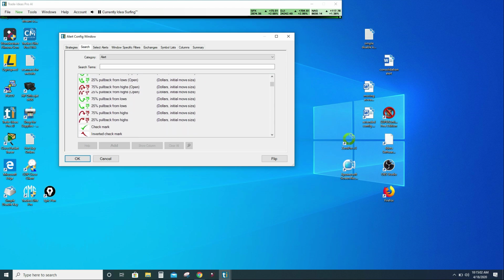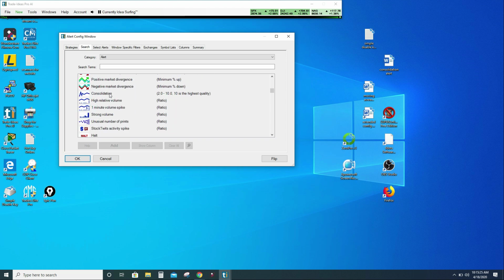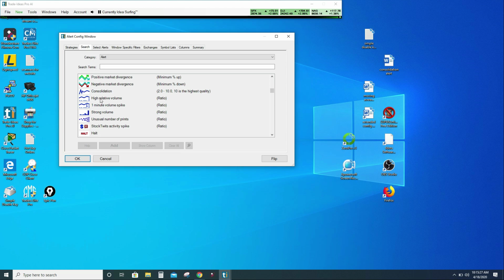All right, so there's all kinds here. You can look for standard deviation breakouts, look for large orders on the bid or the ask, trading above or below the ask or the bid, stocks that are crossing above the open or the close. So if you like to trade a red to green strategy, that would be something that you use. You can look for consolidation patterns, unusual number of prints. There's all kinds of things.